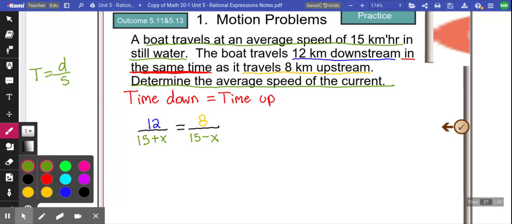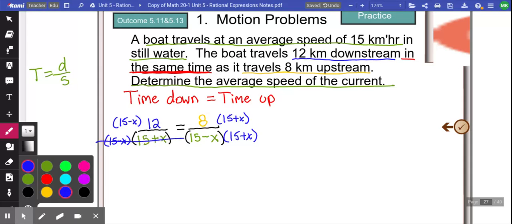Hopefully you got the setup. I'm going to answer this really quickly, but that would have been the setup. To solve this, you need a common denominator. Remember, these are in brackets. So I'm going to have to multiply this one by 15 minus x, this one by 15 plus x. What I do to the bottoms, I do to the tops. So that means I now have a common denominator, which can go away. That gives me 12 times (15 minus x) equals 8 times (15 plus x).